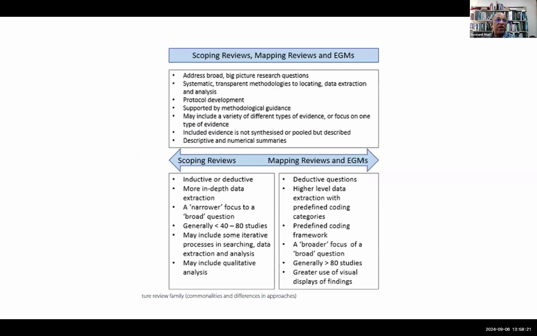For these three different types that are interchangeable, you can see on the top part of this chart the things where all of them converge. What are they doing that they are more or less similar about? And then at the bottom, you get to see what is actually the purview of scoping reviews versus mapping reviews.